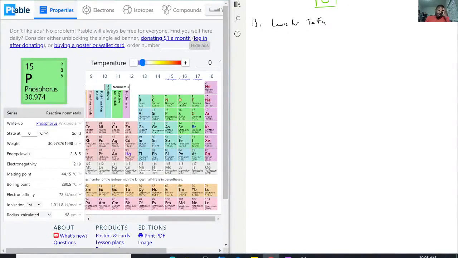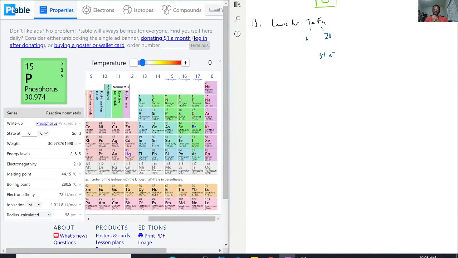So tellurium, which is Te right here, is on the 16th column, so we're going to assume that it has 6 valence electrons. And fluorine is on the 17th column, so each fluorine will have 7 valence electrons. That's 28 in total, and 28 plus 6 should equal 34 theoretically. So we have 34 electrons to distribute.